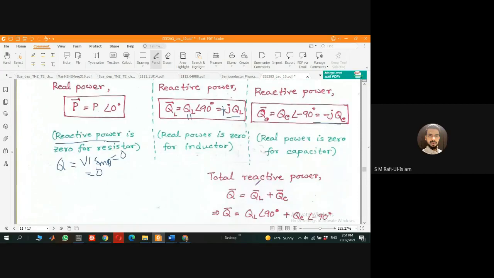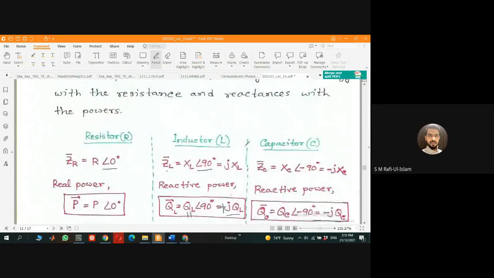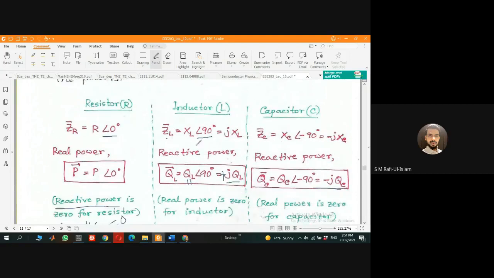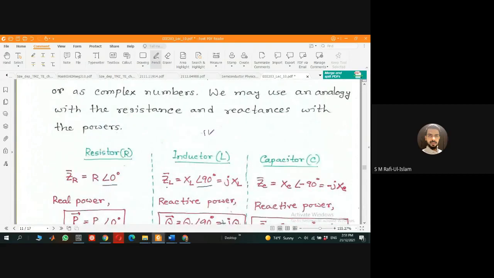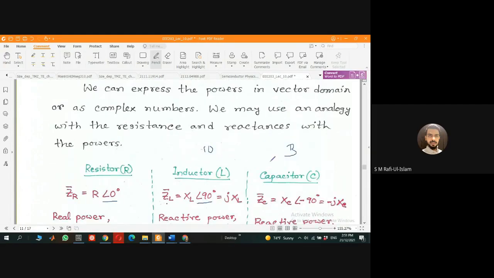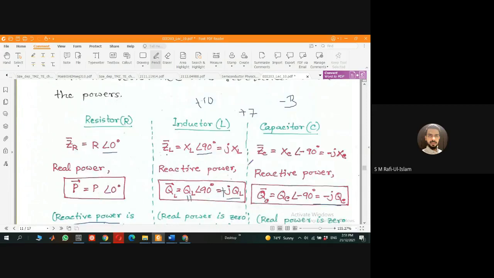What does it mean? I want to explain. Let's say I have a circuit which contains both an inductor and a capacitor, and the reactive power for the inductor is 10 and for the capacitor, let's say, 3. So what is the total reactive power? The answer would be plus 10 minus 3, equal to plus 7. So the total is plus 7, meaning the whole circuit will behave as an inductive circuit. Do you understand? Yes, sir.